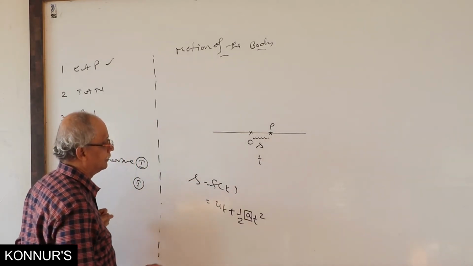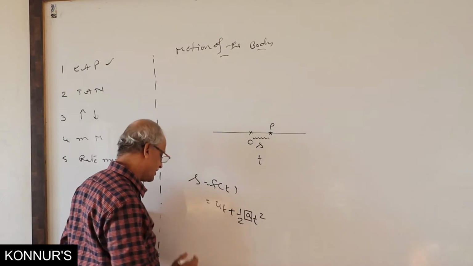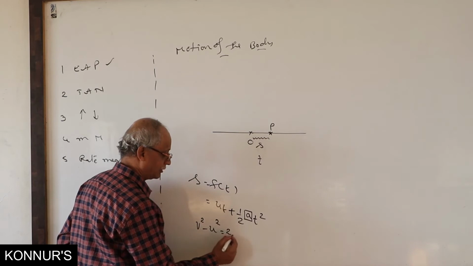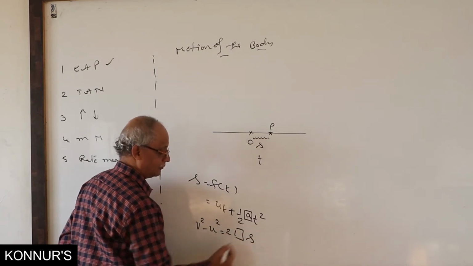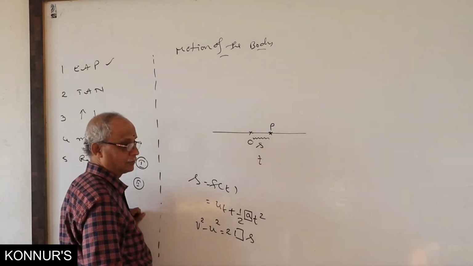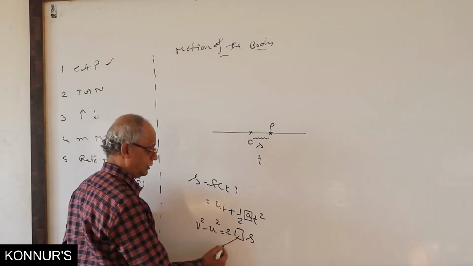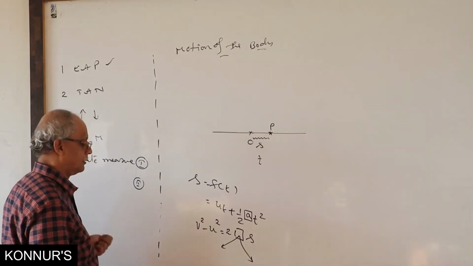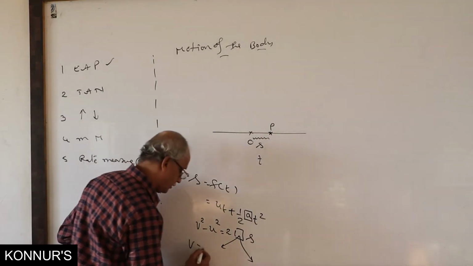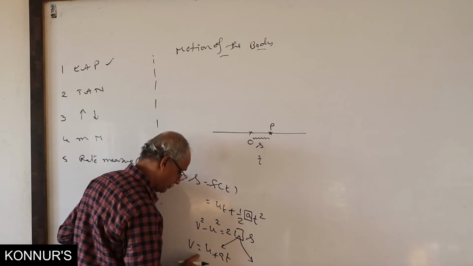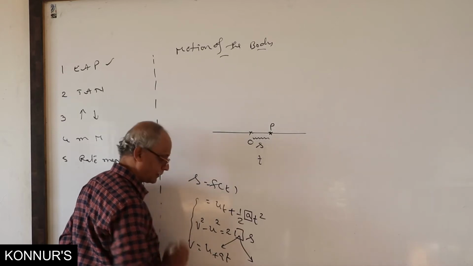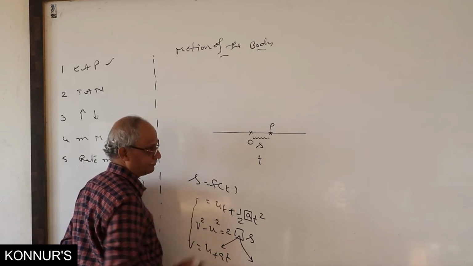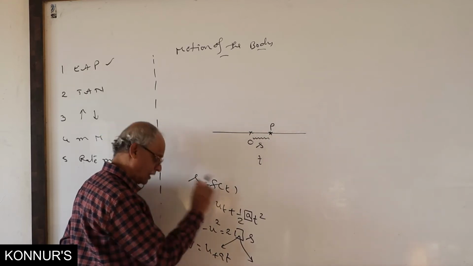Similarly, they have their indirect connections also. v squared minus u squared is equal to 2as. What is a? Either a or g. Then v is equal to u plus at. These are all connected with the relation between two variables, S and T. Now I start with this only.